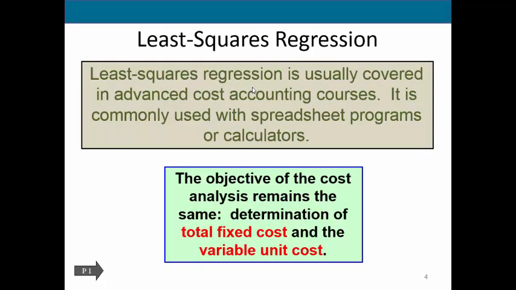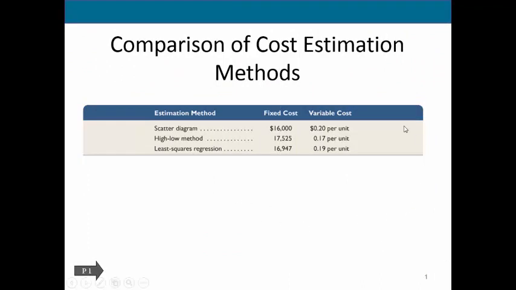We've already gone over least squares regression, which is simply using Excel or a graphing calculator. There is a way you can manually calculate the line of best fit, but it would be very complicated. It is a mathematical calculation of a line that best fits all of your points of data. So when you're using least squares regression, it's the same idea as the scatter graph, but you're taking out the human variable. Here we just have a summary of the different total fixed costs and variable costs per unit using our three different methods.